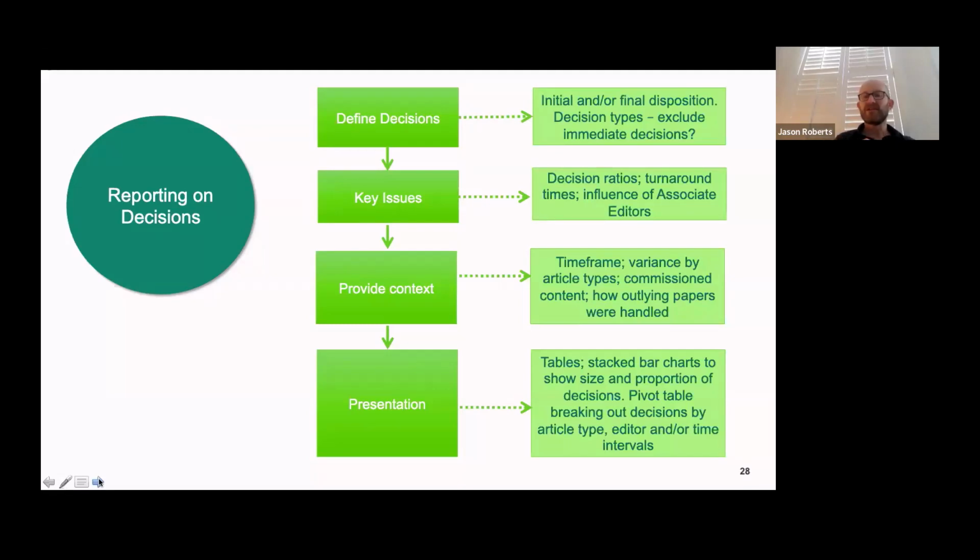And the context would be things like the time frame, variance by article types, whether content was commissioned. If it's commissioned, you're probably handling it differently. Maybe there's an expectation it will eventually be accepted. So you might have rejected the paper if it was just unsolicited. If it's commissioned, you're probably going to work with it.